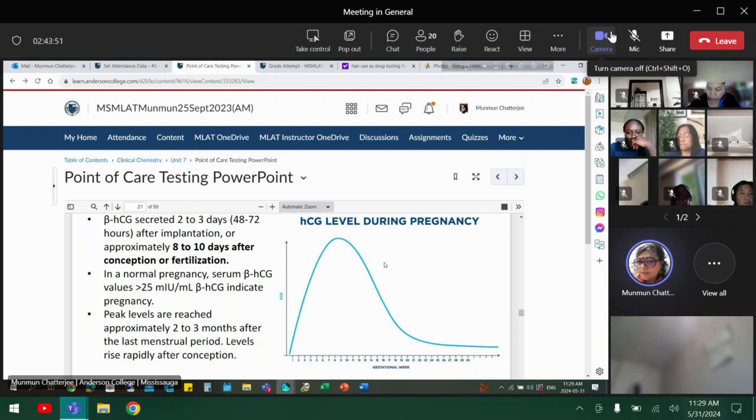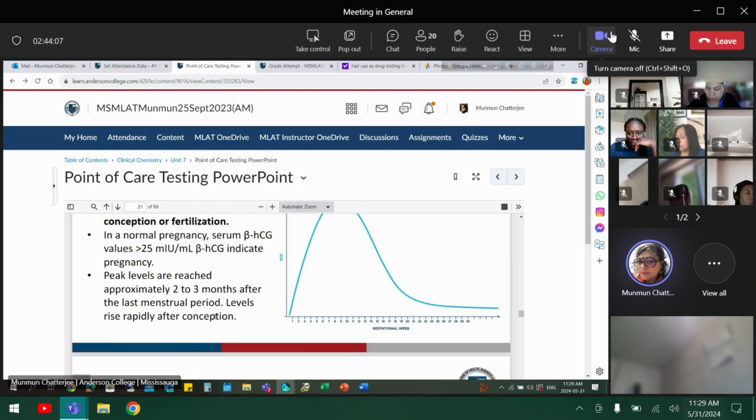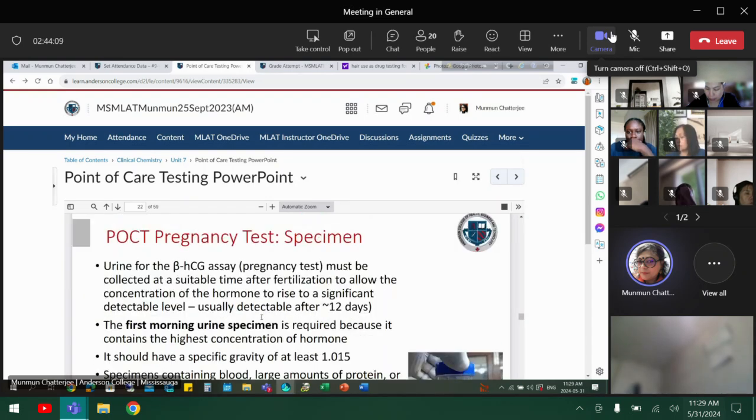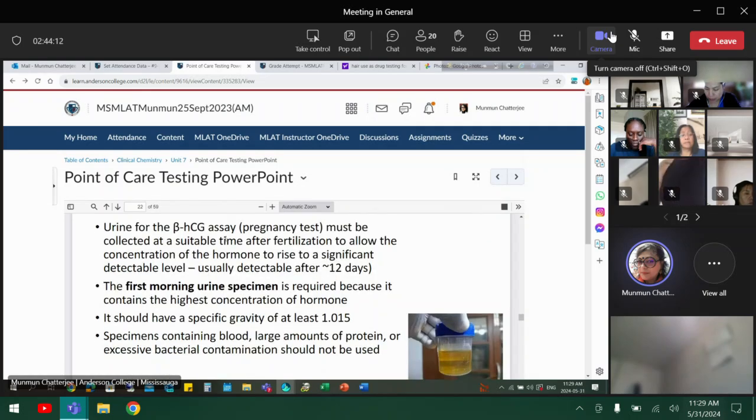This time the placenta is forming, and the placenta is going to mature, making it safe for the transfer of nutrients and everything from the mother to baby. So levels rise rapidly after conception and it stays. So urine for beta HCG assay must be collected at a suitable time after fertilization to allow the concentration of the hormone to rise to a significant detectable level, usually detectable after 12 days.